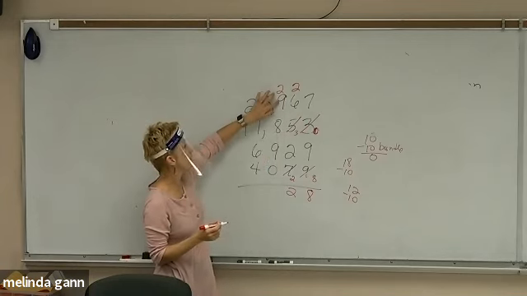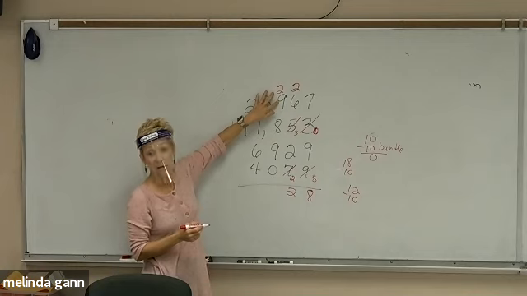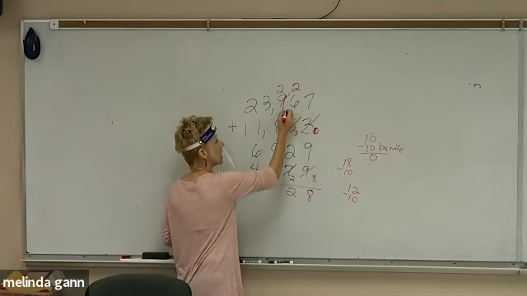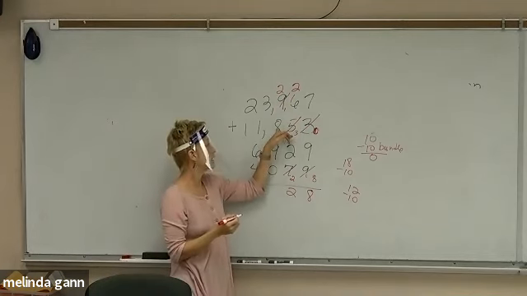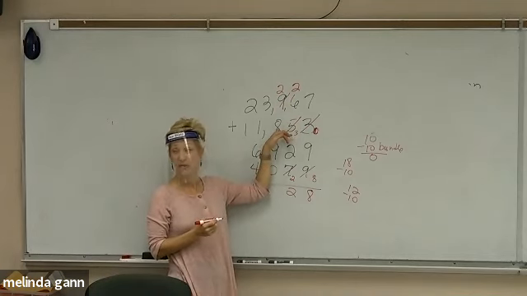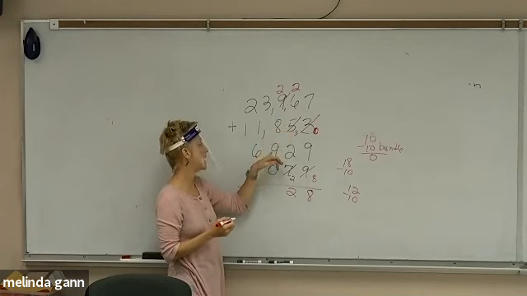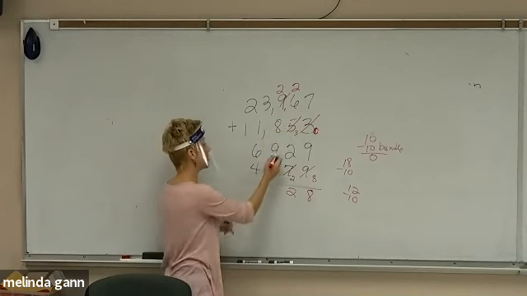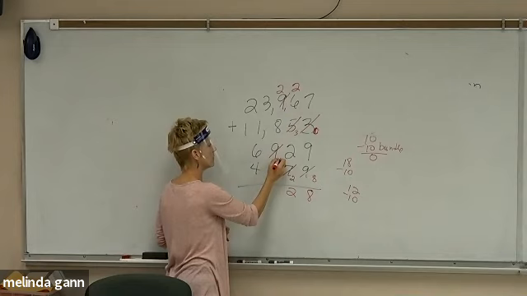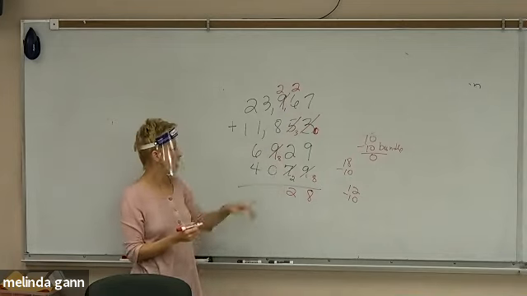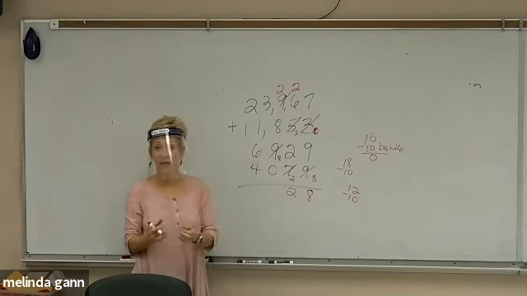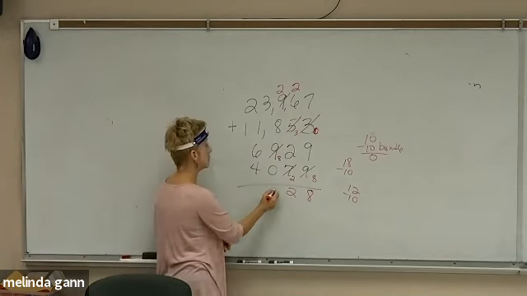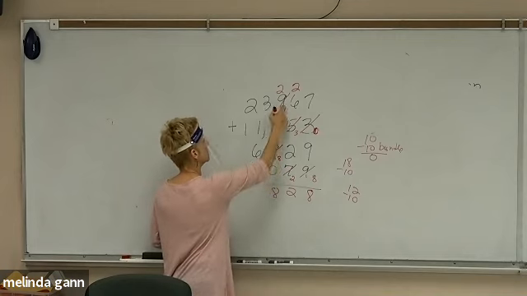What's 2 plus 9? 11. So I'll make a bundle. How many will be left over after I make the bundle? 1. And then 1 plus 8 is 9. Do I have enough for a bundle? No. What's 9 and 9? 18. So when I make the bundle, how many will be left over? 8. Now I'm adding 0 to that 8, which keeps it what? So at the very end of all that, how many do I have? I have 8.